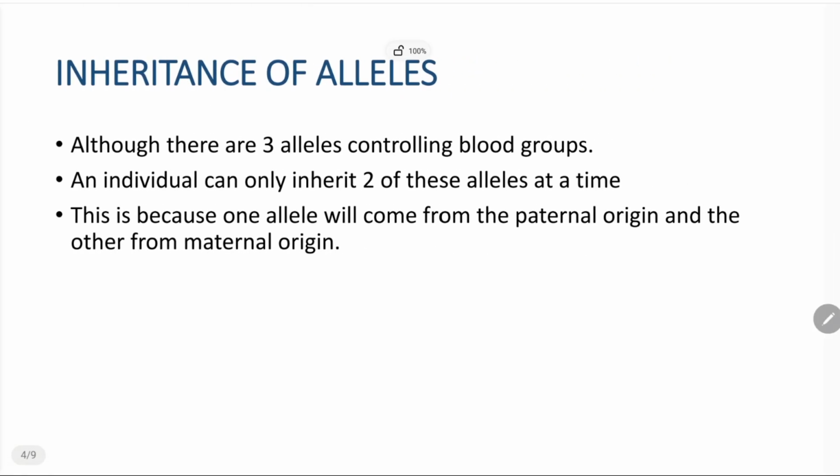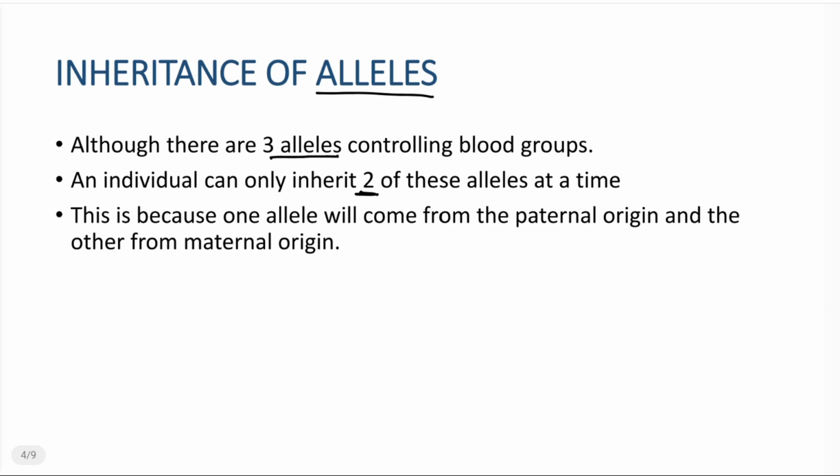Let us continue. Now let's look at the inheritance of alleles where blood groups are concerned. We've already stated that we have a grand total of 3 alleles that control blood groups. But even if there are 3 alleles controlling blood groups, an individual can only inherit 2 of these alleles. It is impossible for any one individual to inherit all 3.